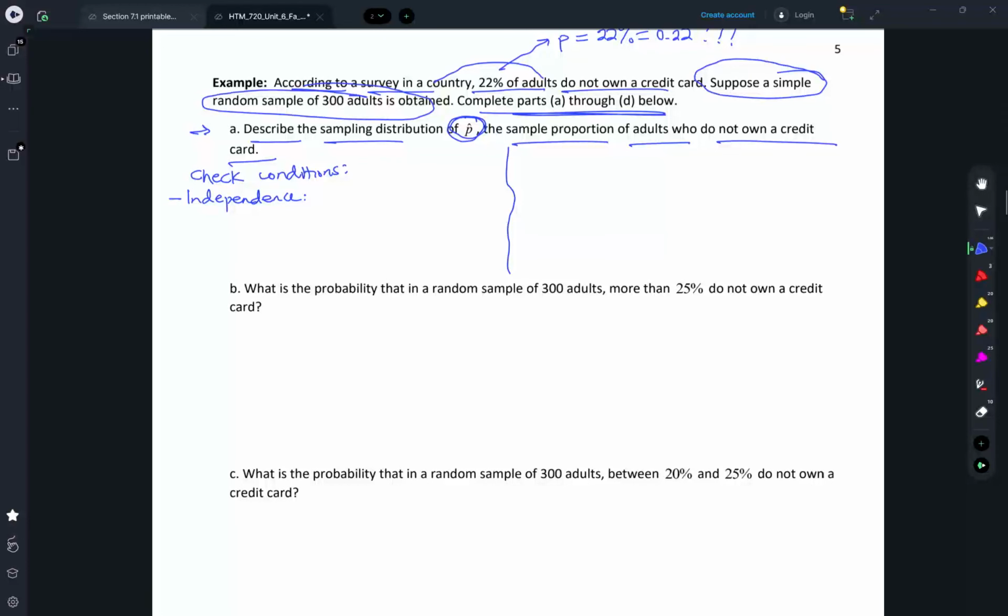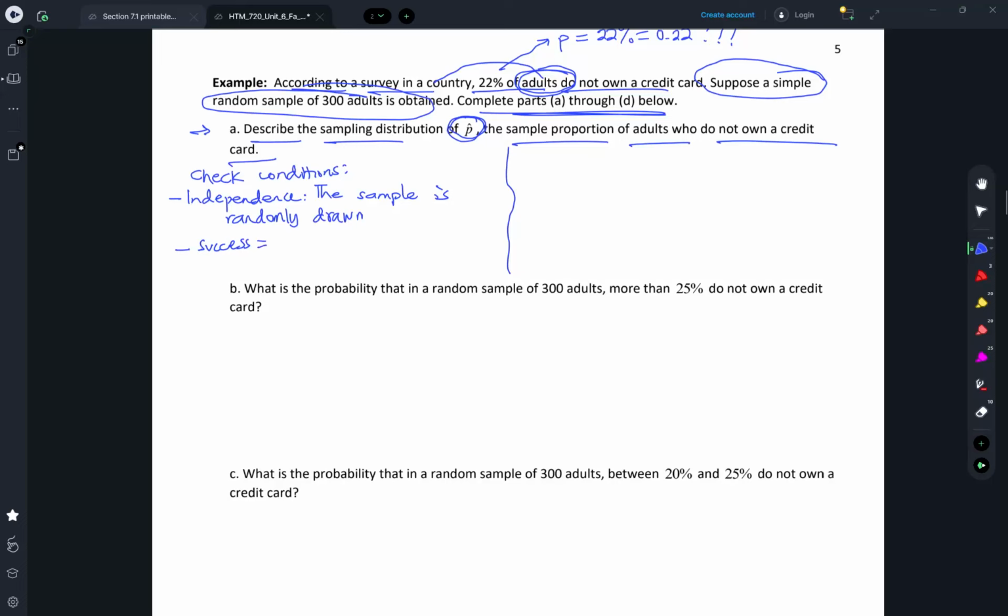So for independence here, we'll assume that adults were what? Randomly selected. So the sample is randomly drawn. And if the sample is randomly drawn, then the views of one adult are not dependent on the views of the other adults that might be in the sample, and that guarantees the satisfaction of the independence requirement. So we assume that the sample is randomly drawn.